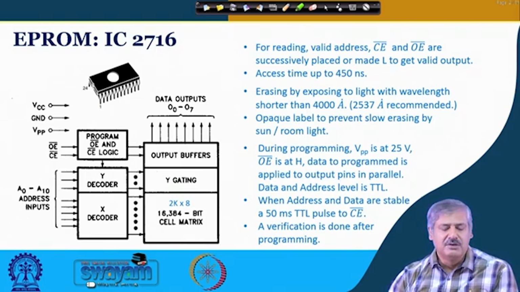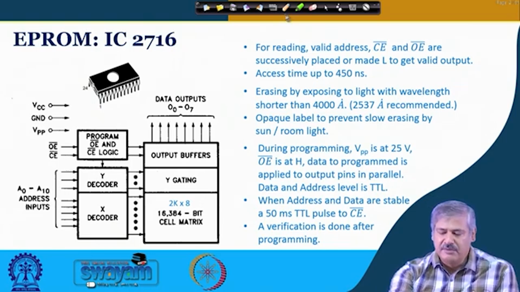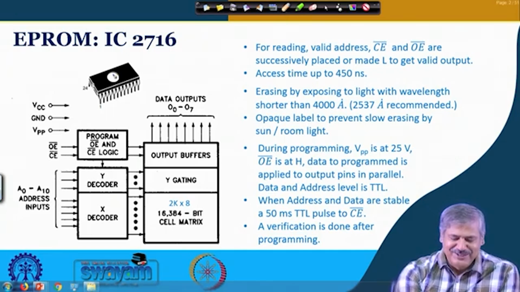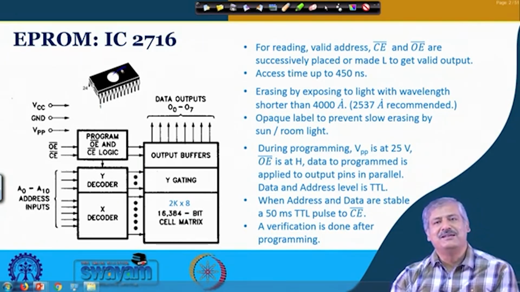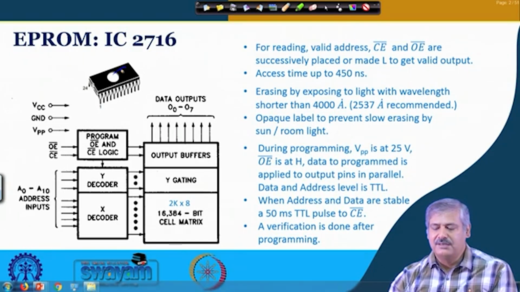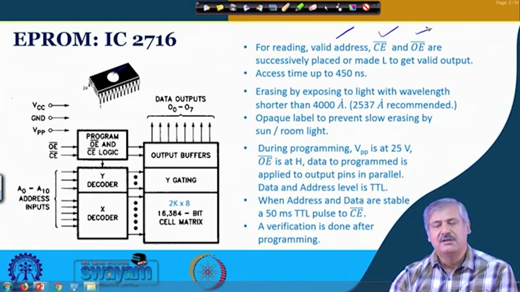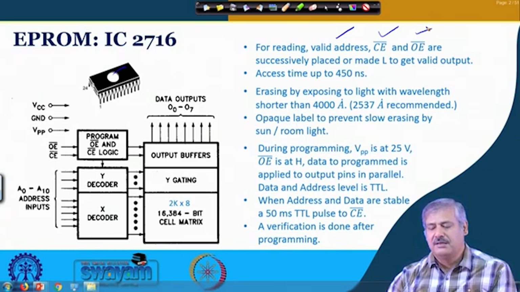To end, let us look at one particular EEPROM IC which you might be using in the lab, which is IC 2716. It is often used in the digital electronic circuit lab. Of course, you can see there is a quartz window over here. So, this EEPROM can be erased by using UV ray. When you want to read it, first a valid address is put, after that chip enable and then output enable are successively placed, and then the valid output is obtained. Access time can be up to 450 nanoseconds. So, in that sense it is a bit slower.